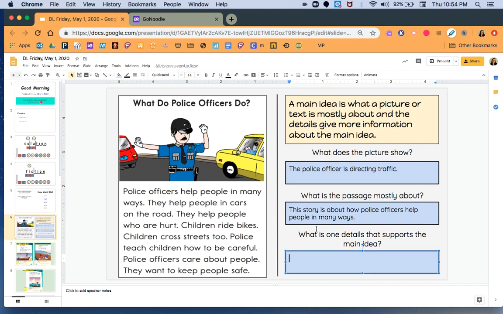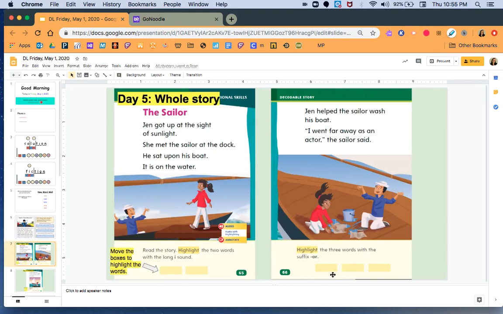Main idea is that police officers help people in many ways. One idea is police officers teach children how to be careful. Make sure you got that capital at the beginning and a period. Nice job, guys.